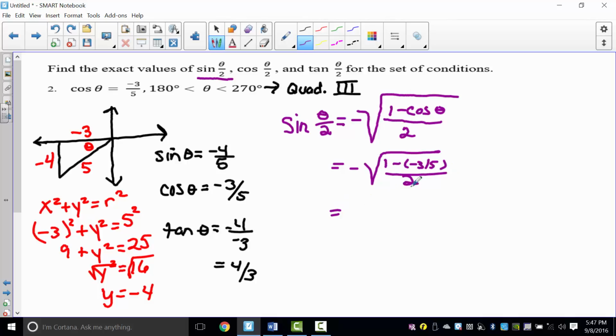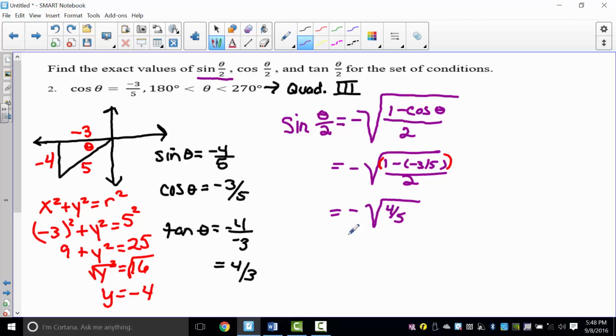Plug in the cosine value, which was negative 3 over 5, divided by 2. So everything that's under the radical, you can enter into your calculator. Make sure you put a parenthesis around this numerator so that the calculator will understand that all of this is in your numerator, and the fraction will need its own parentheses also. So if you enter parentheses 1 minus parentheses negative 3 divide 5 close parentheses, divide 2, you should end up with 4 over 5. Don't forget to change your decimal back to a fraction.